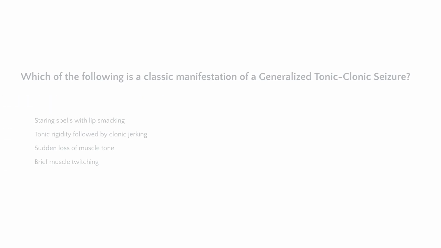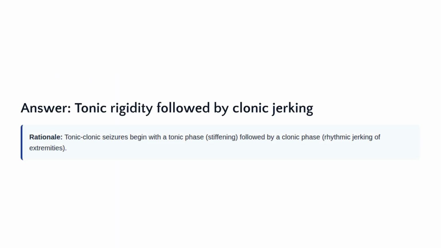Let's start with a question. Which of the following is a classic manifestation of a generalized tonic-clonic seizure? The correct answer is tonic rigidity, followed by clonic jerking. Tonic-clonic seizures begin with a stiffening phase, followed by rhythmic jerking of the extremities.